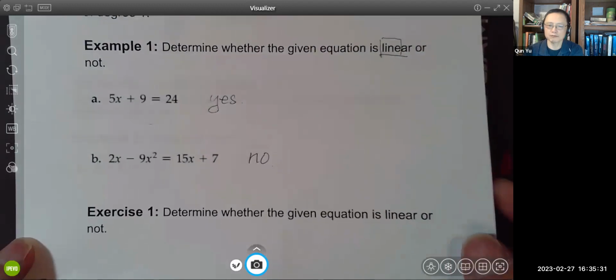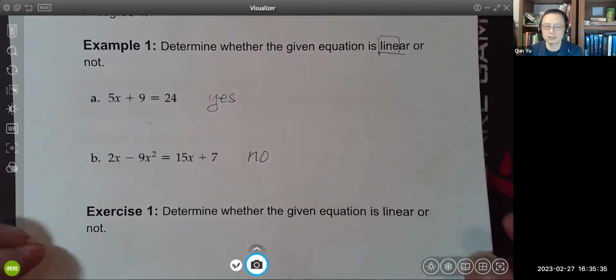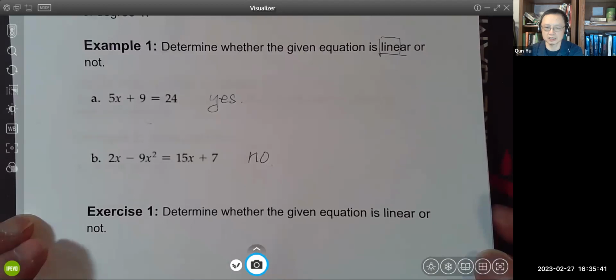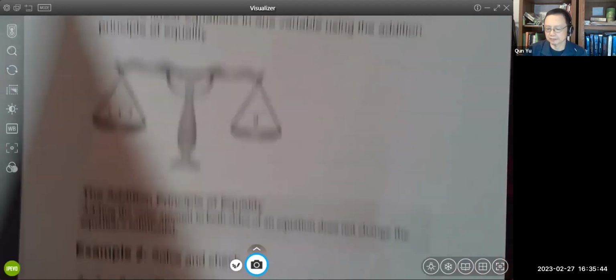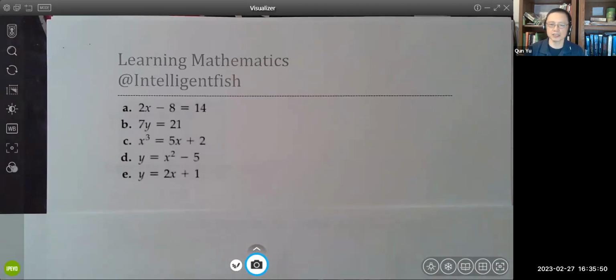Now, this is your first set of exercise questions. You need to determine whether a given equation is linear or not. And the questions are on the second page. So this is your exercise question. Remember, for all of my YouTube videos, the answers to these exercise questions are in the comments below the video.